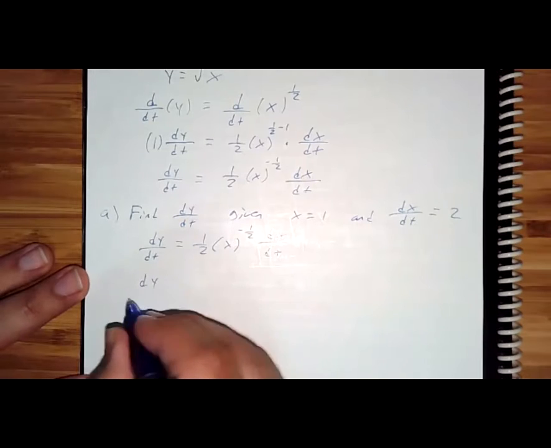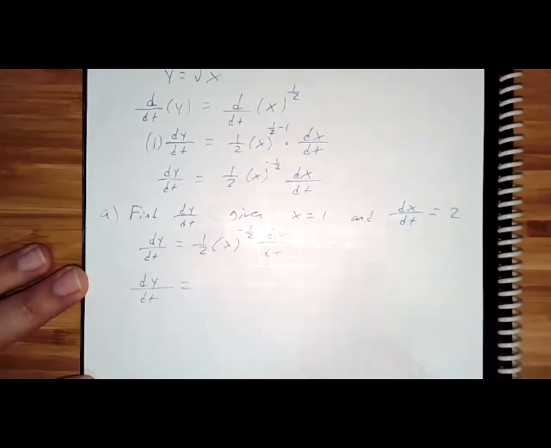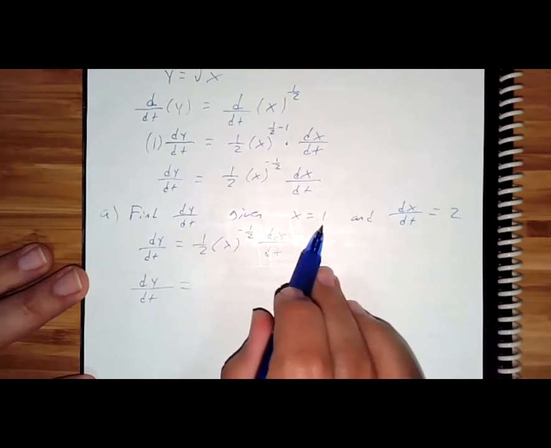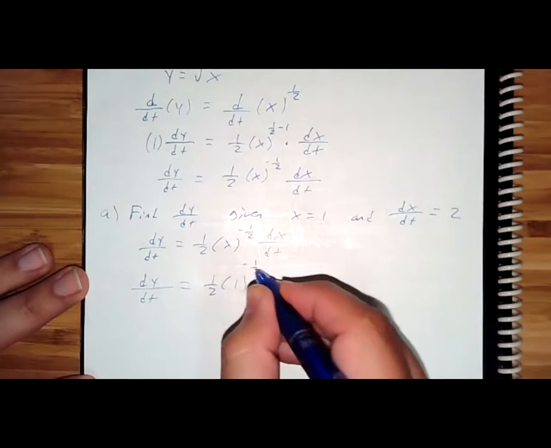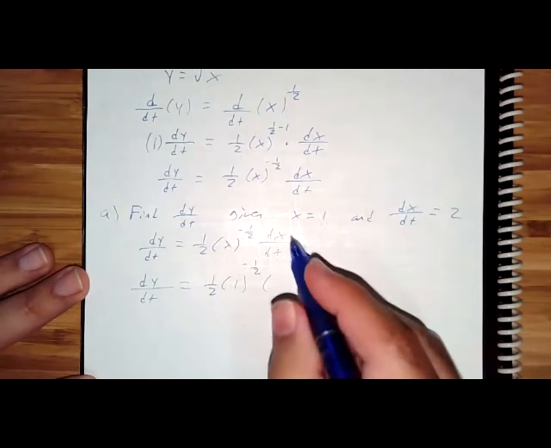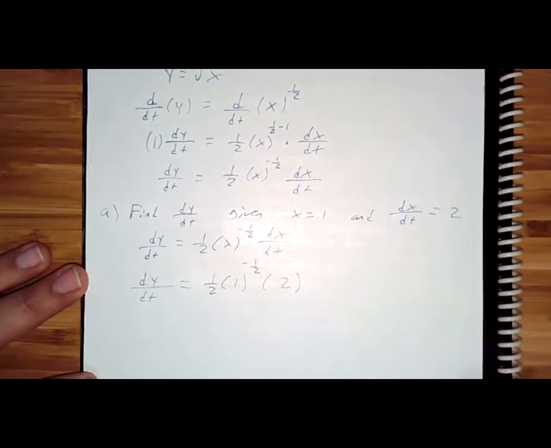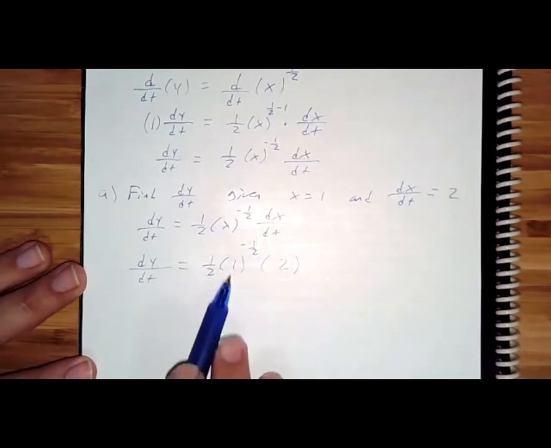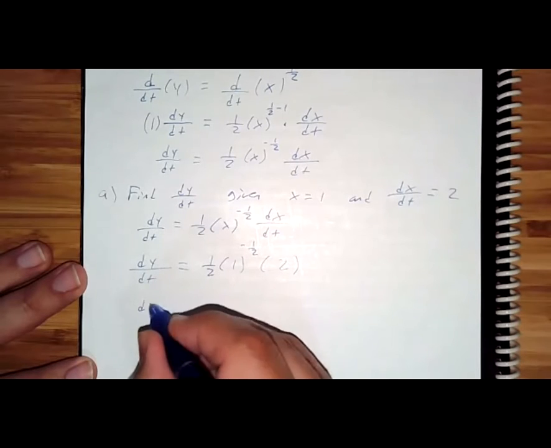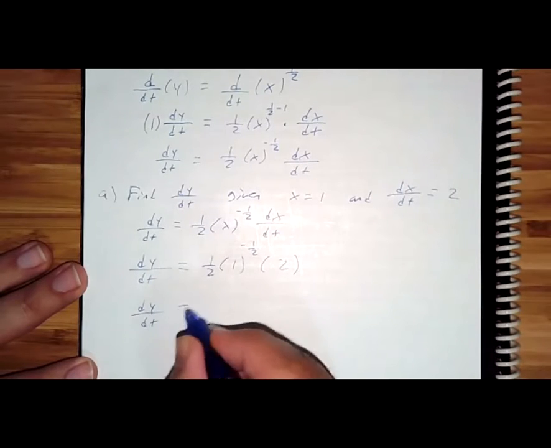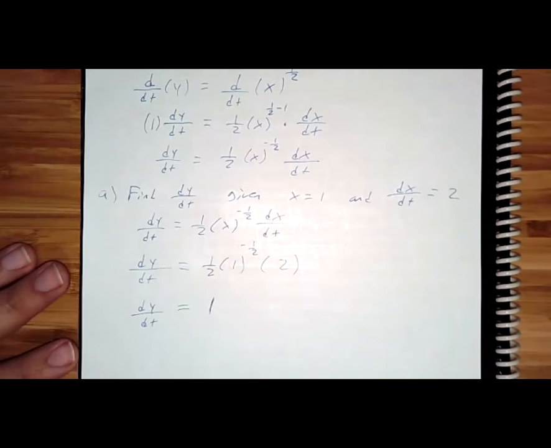dy/dt is equal to, let x be 1, so 1/2 times 1 to the negative half times dx/dt, which is 2. There we go. 1 to any power is going to be 1. 1/2 times 2 is 1. So this ends up being 1. Are there any questions on part A?